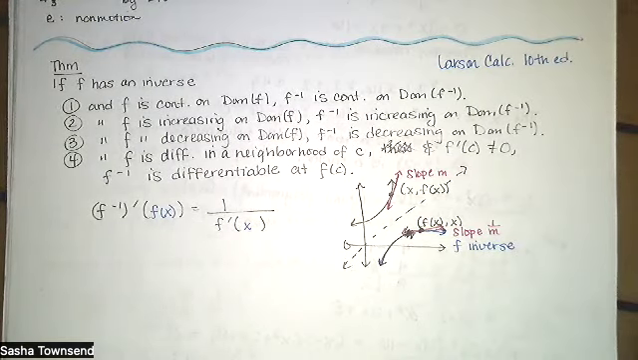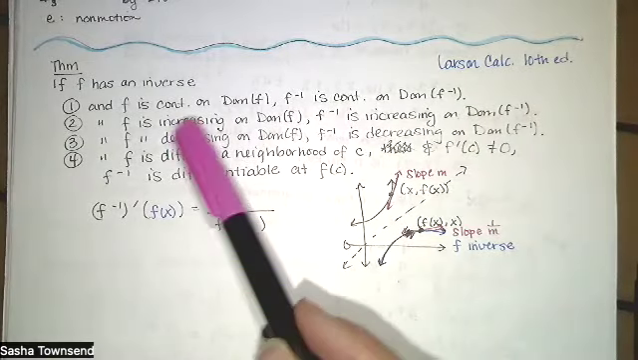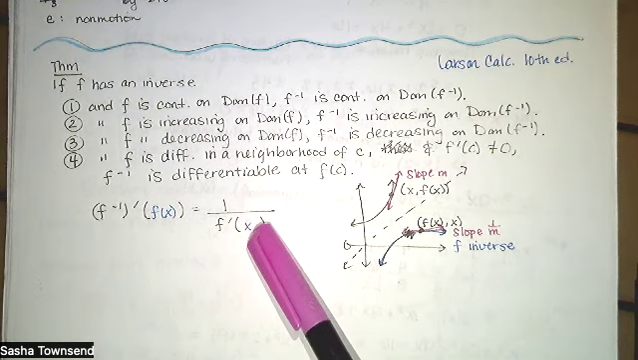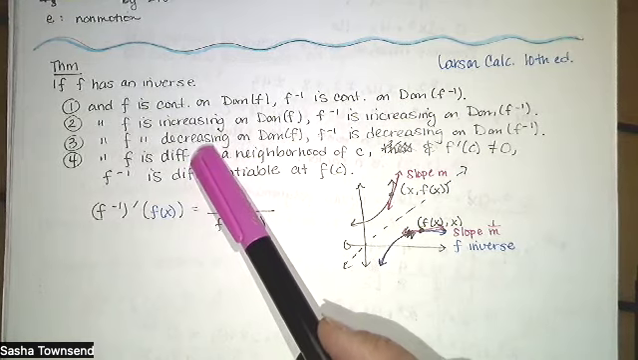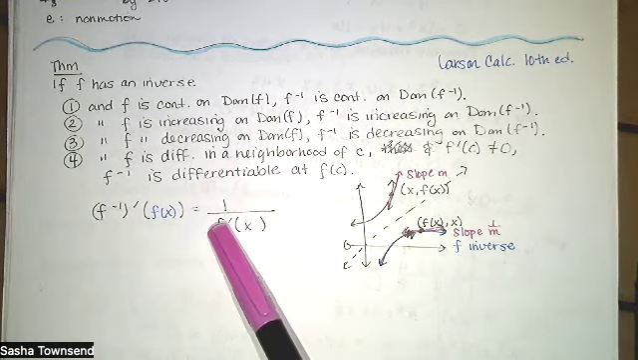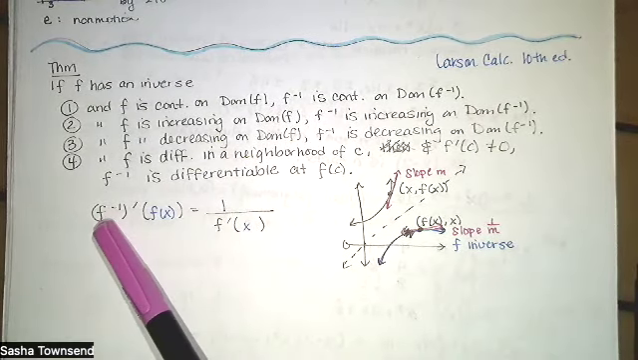This formula also implies point number 2 and point number 3. If f is increasing, that means f prime is positive. So if f prime is positive, then 1 divided by f prime is also positive, so this function is increasing. If f is decreasing, that means f prime is negative. So then I have 1 divided by a negative number, which is a negative number. So if f is decreasing, f inverse is decreasing.